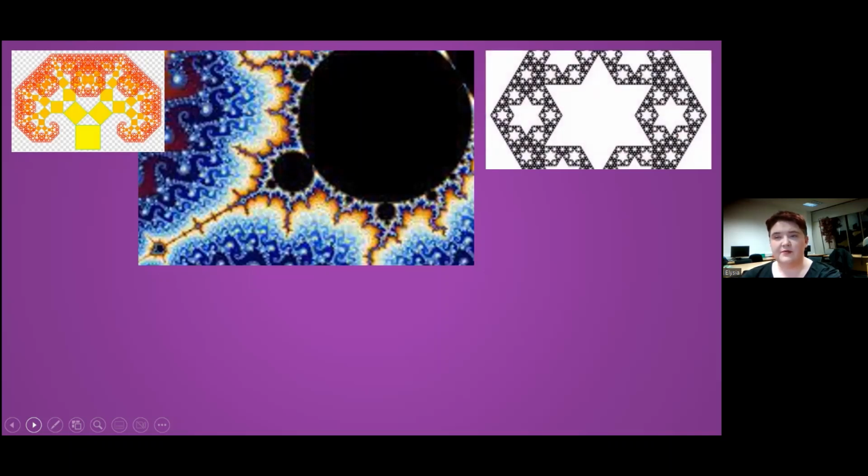This next picture shows a Sierpinski style fractal. The most common of the Sierpinski fractals is the Sierpinski triangle, which can be generated in several different ways. But here we see the Sierpinski star.